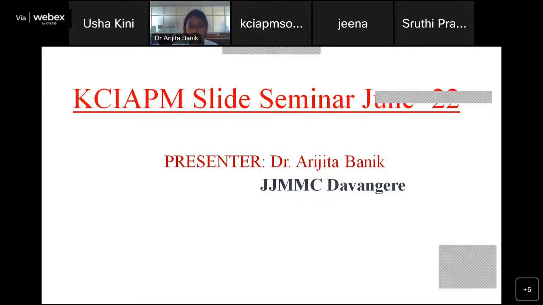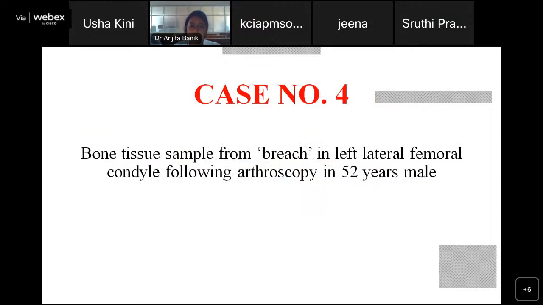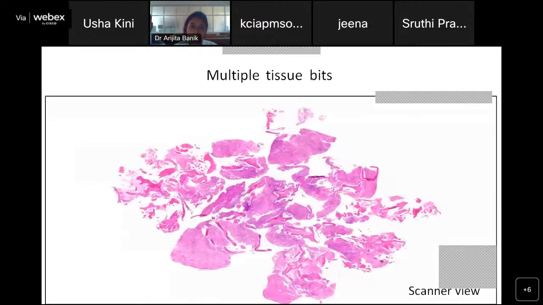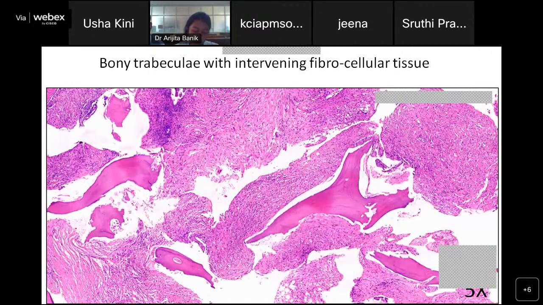Good afternoon, everyone. Myself, Dr. Arijita Bani, presenting case number 4 from JJMMC Davangere. History given is bone tissue sample from breach in left lateral femoral condyle following arthroscopy in a 52-year-old male. H&E stained section from multiple bony tissue bits in low power view showing bony trabeculae with intervening fibrocellular tissue.